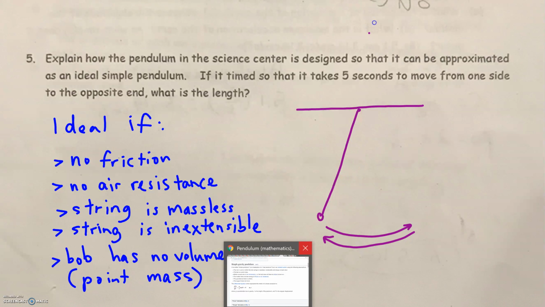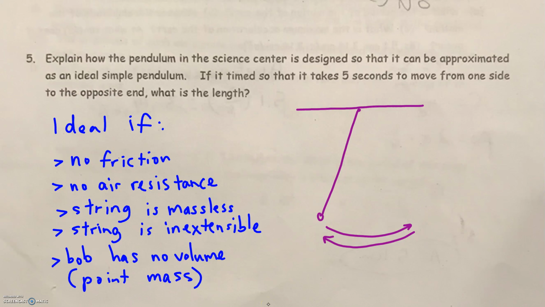Well, for one, Wikipedia wants to come back. For one, okay, so the first thing we want to do is design it to move slowly so that we reduce the air resistance. That's going to be pretty important, actually. And the way you make it move slowly is you give it a small amplitude.